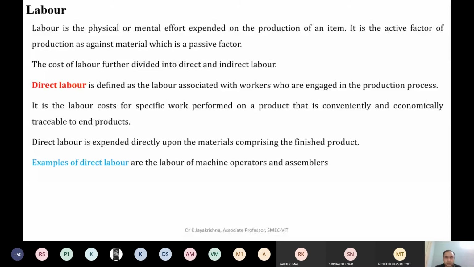Now what is indirect labor? There are some labors who support the production activity indirectly. In a university like ours, we have janitors, security guards, and drivers, cab drivers. These people are not directly involved in running the university, but their role is very important. If they are not there, our campuses will not be clean, our campuses will not be protected, and we will have difficulty in transportation.